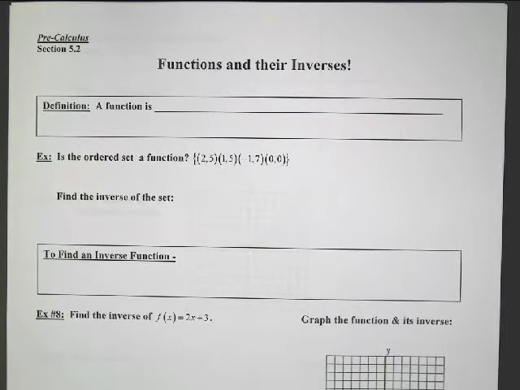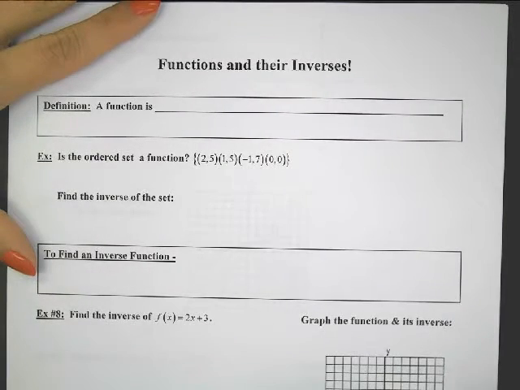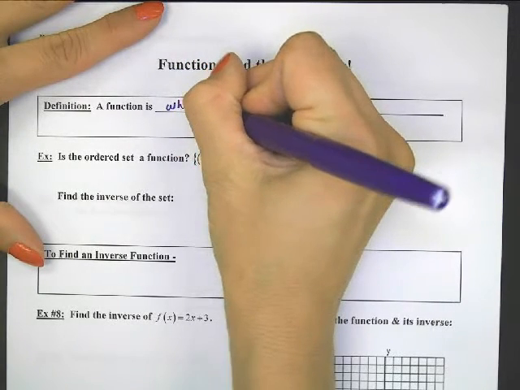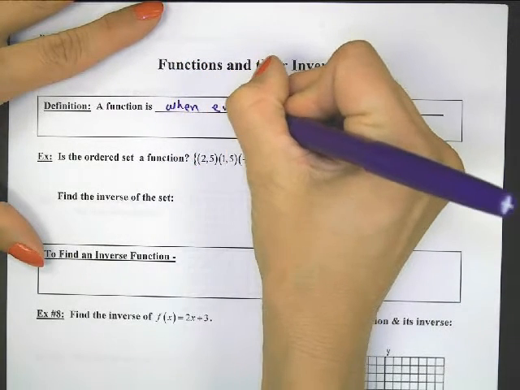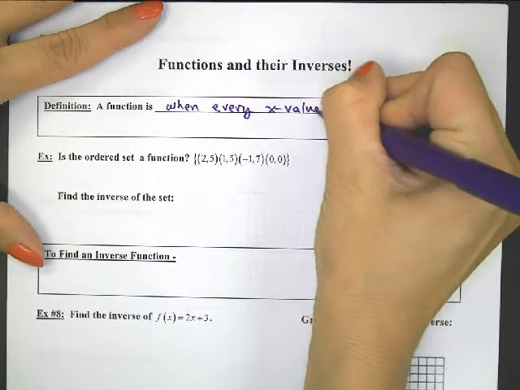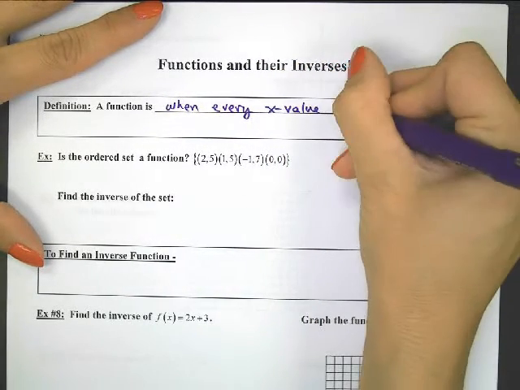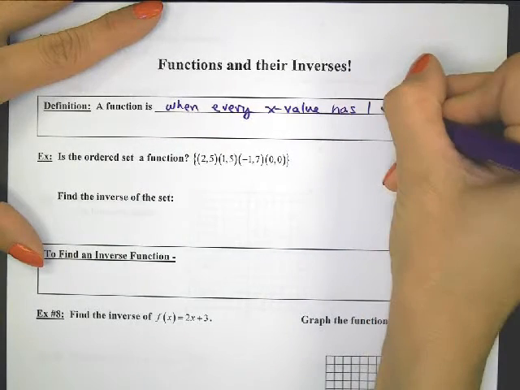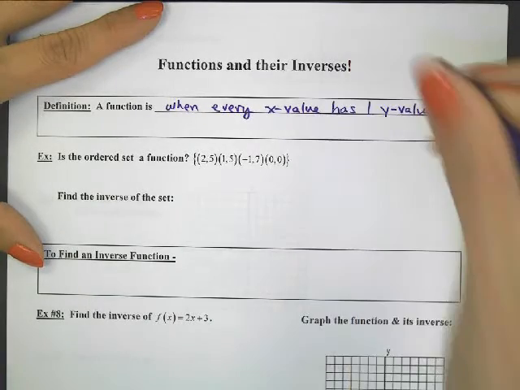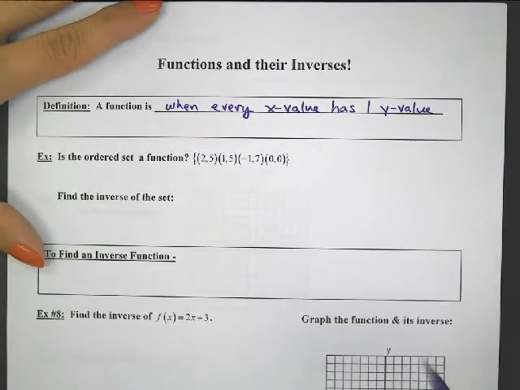Let's take a look at functions and their inverses. So first, let's start off with a definition of a function. A function is when every x value has one y value. So each x has one y.